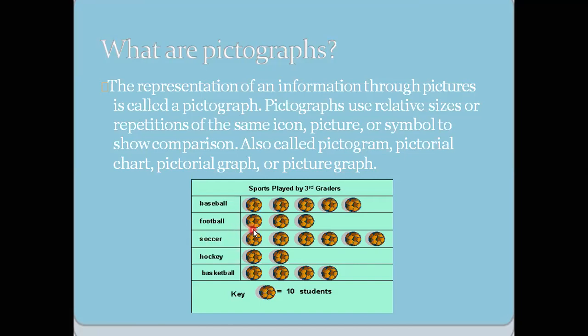In the same way, for football they have given 3 pictures. One picture represents 10 students, so football was played by 30 students. Next, snooker: 1, 2, 3, 4, 5, 6. So 6 pictures means 6 into 10, you get 60 children played this game. Next is hockey: there are 2 pictures, and 2 into 10 means hockey was played by 20 children. Next, basketball: 1, 2, 3, 4. That means 40 children played basketball. So in this way you will show the pictograph.